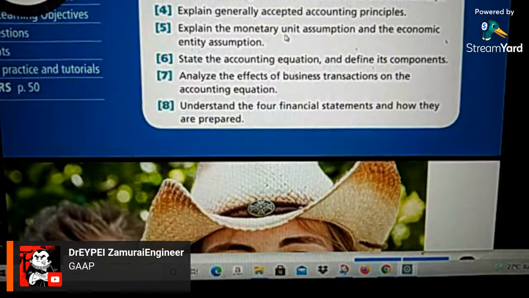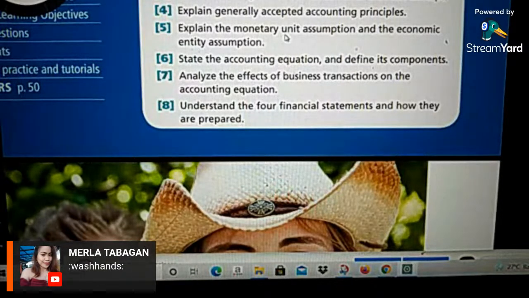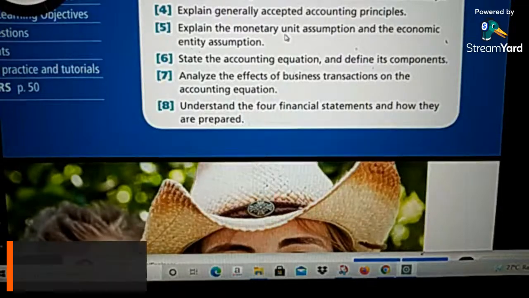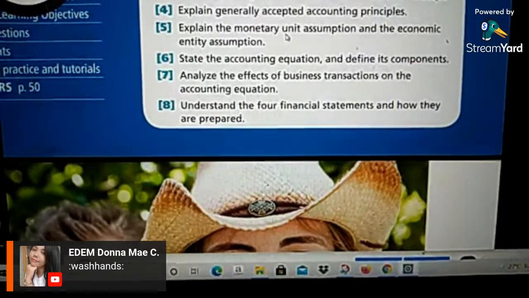Wash hand. What do you mean by wash hand? May nagsasabi wash hand. What do you mean by wash hand?